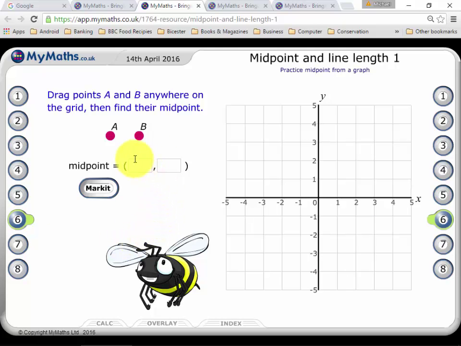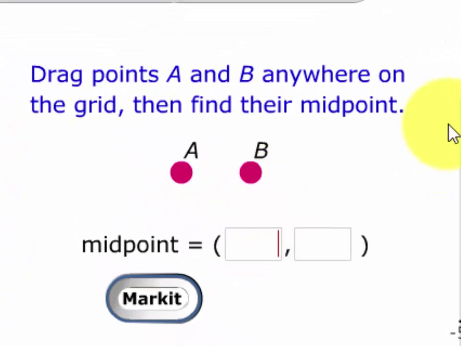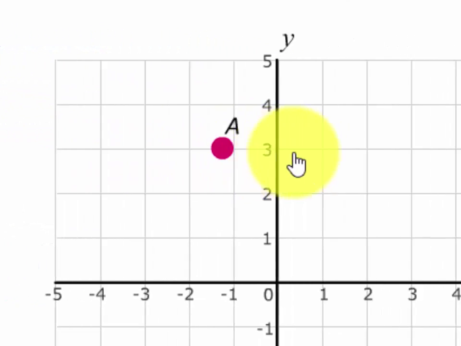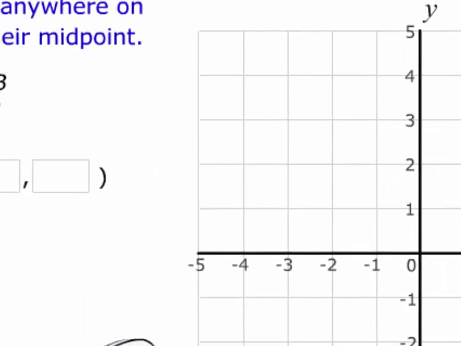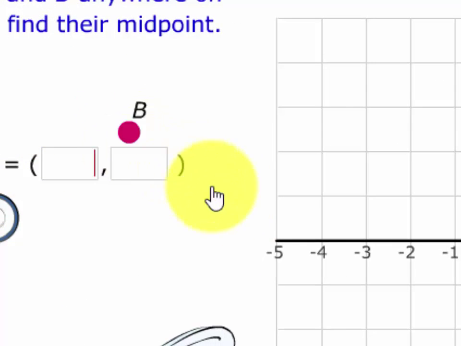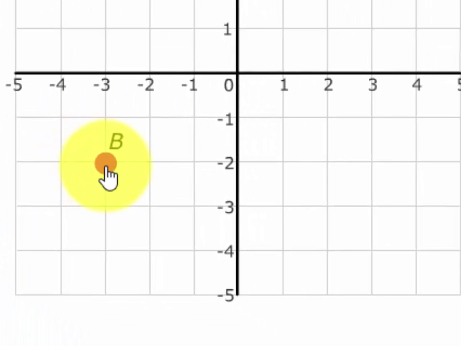Now we're going to drag these 2 points A and B anywhere onto this grid, and we're going to be looking at the midpoint in these 2 boxes here. So let's take A, and we'll put it up to, let's say, 3, 4. X is 3, Y is 4. And we'll take B and move it down to, let's say, that point there, which is minus 3 across and minus 2 down.